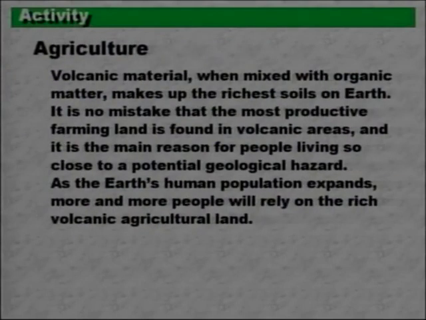We look at agriculture. Volcanic material, when mixed with organic matter, makes up the richest soils on Earth. It is no mistake that the most productive farming land is found in volcanic areas. It is the main reason for people living so close to a potential geological hazard. As the Earth's human population expands, more and more people will rely on the rich volcanic agricultural land.